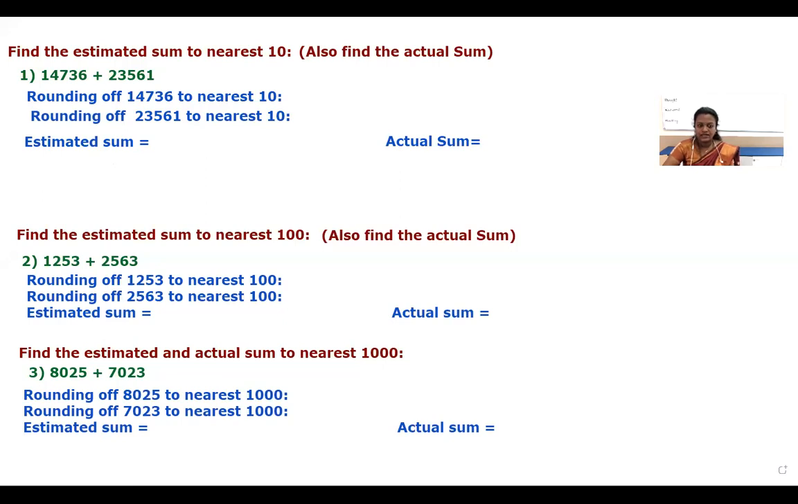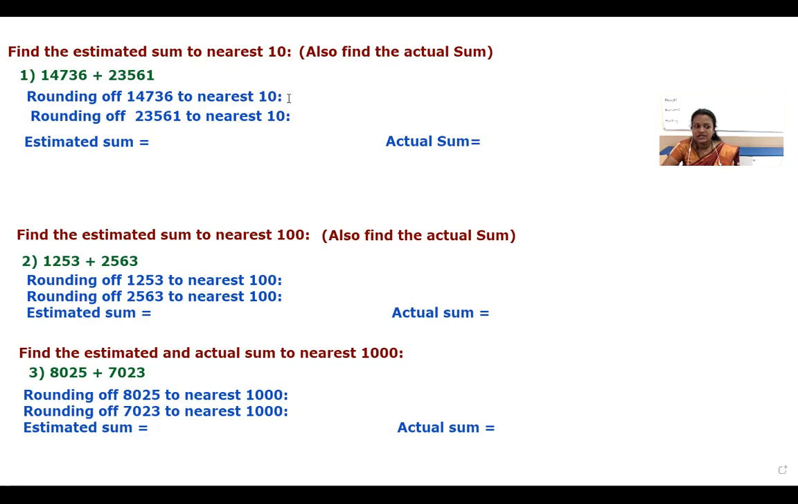Now, as discussed earlier, we would be solving some examples to estimate the sum to nearest 10, 100 and 1000. So here we have put forth some examples. The question arises, what is estimation? Estimation is rounding up to the nearest or predicting a particular value. In case you have the example, say 14,736 plus 23,561 to be rounded up to nearest 10.